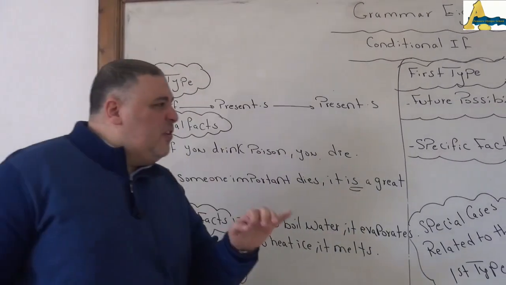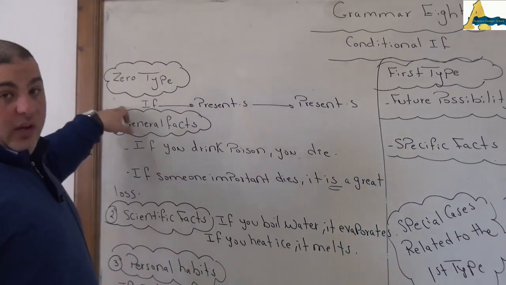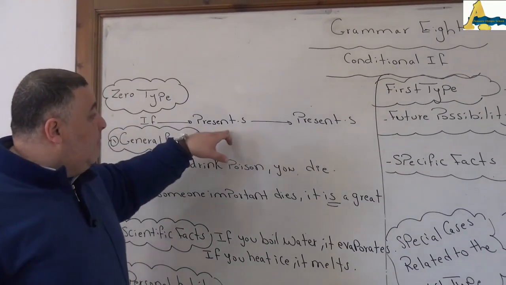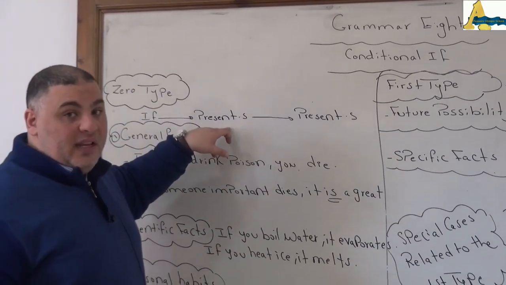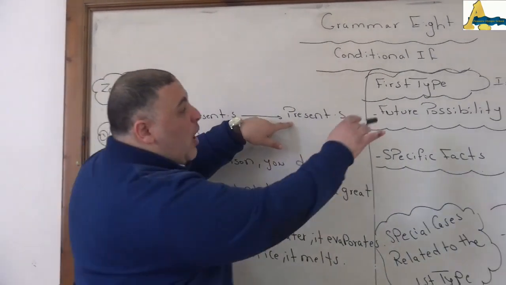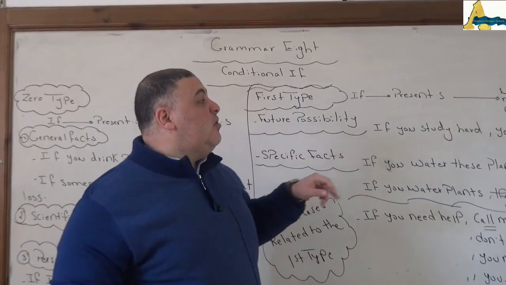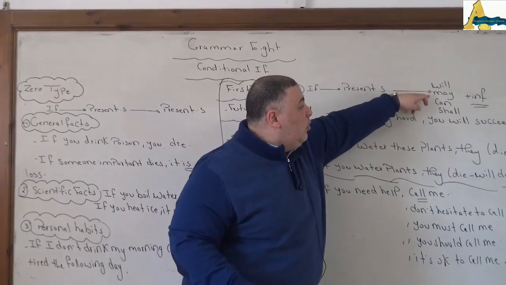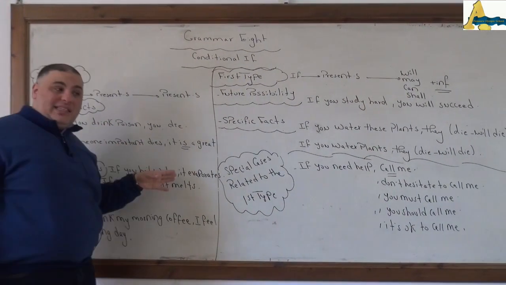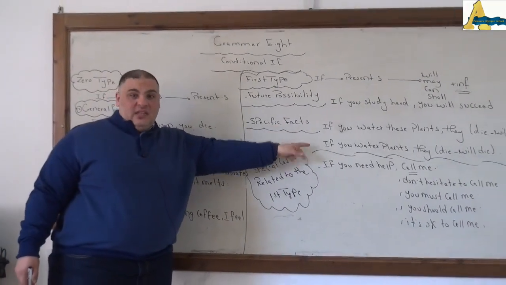But mainly, what is the difference between the 0 type and the first type? Before anything, the rule followed in the 0 type is that the word if has to be followed by a verb in the present simple and another verb also in the present simple. Meanwhile, in the first type, if is followed by present simple, but on the other side, it is going to use will or may or can or shall. Just like, for example, if you heat ice, it melts, 0 type. Just like, for example, if you study hard, you will succeed, first type.